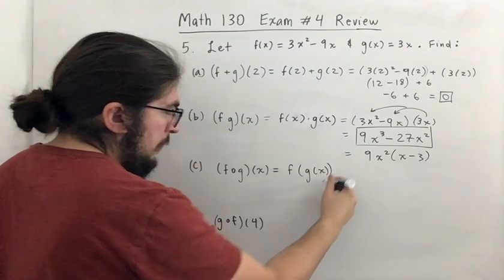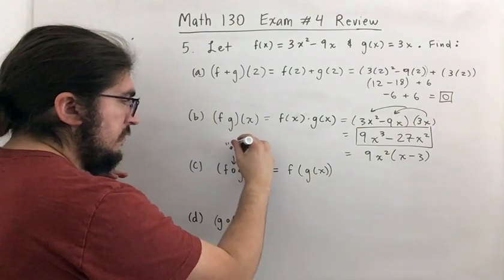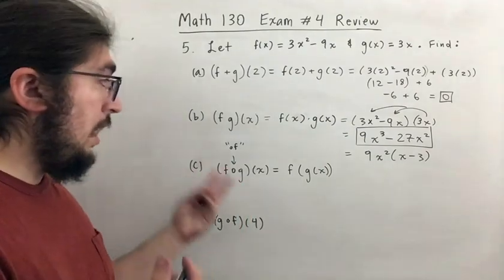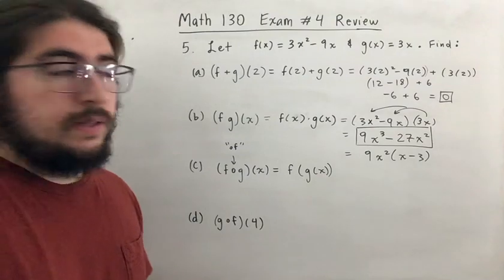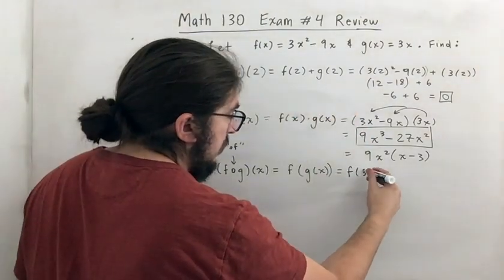So the way I like to tell people is that this O for composition really stands for "of." It's the best way of thinking of that. So when I see this, I think out loud, f of g of x. So it's f of g of x, quite literally. G of x is 3x, so this is f of 3x.